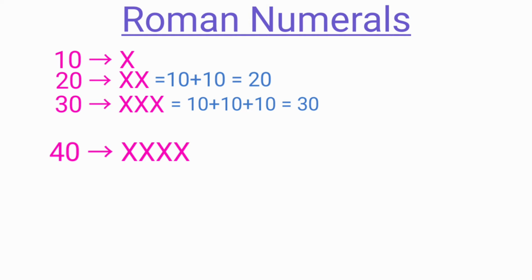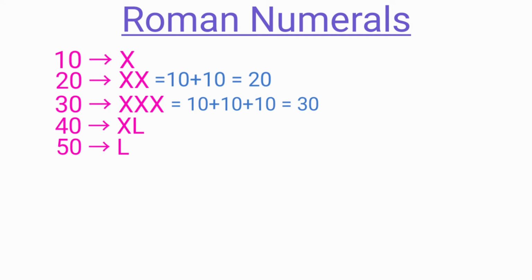Now, can we write 40 by repeating 4 times X? No, because no numeral can be repeated more than 3 times. So, we cannot write 40 by writing 4 times X. There is another way to write 40, that is 50 minus 10. But how can we write it in the Roman numeral system? Let's see. To write 50, we have symbol L. Now, to write 40, we will place X on the left side of the L. According to the subtraction rule, the value of X will be subtracted from the value of L. That is, 50 minus 10 is 40.